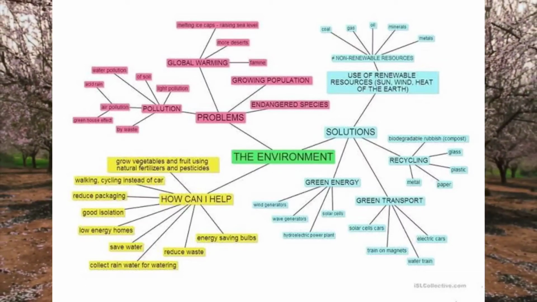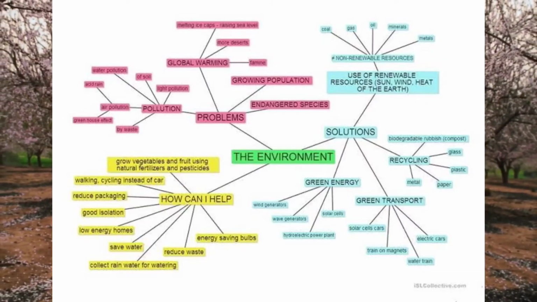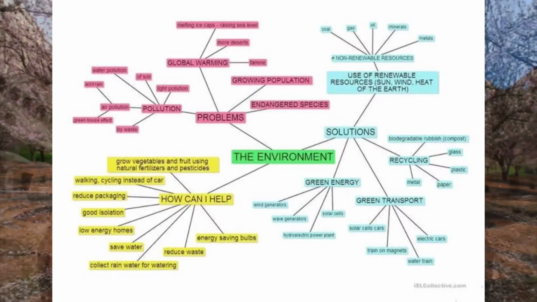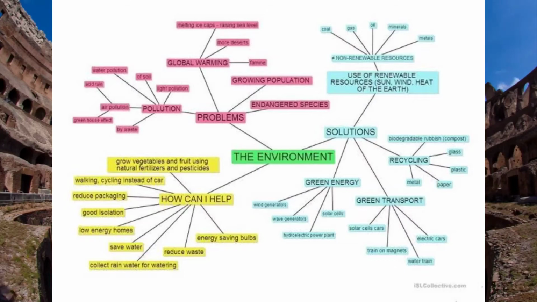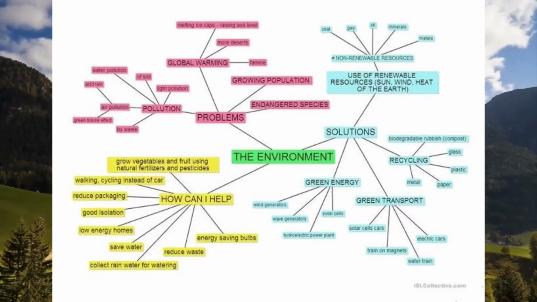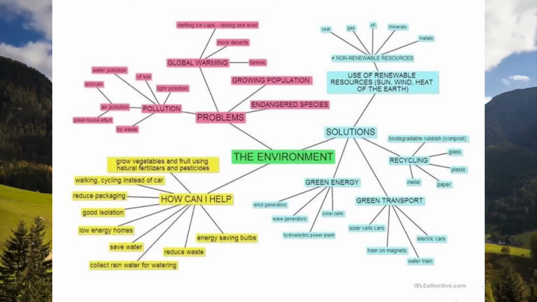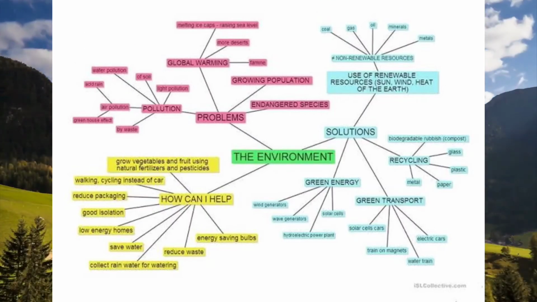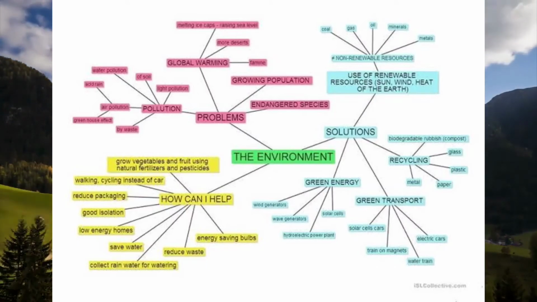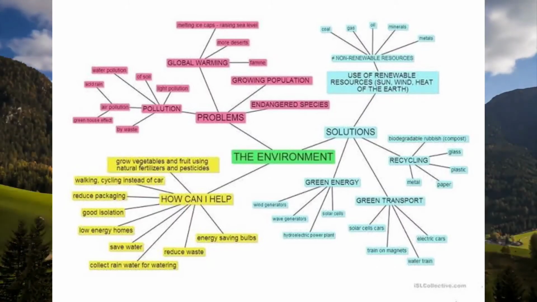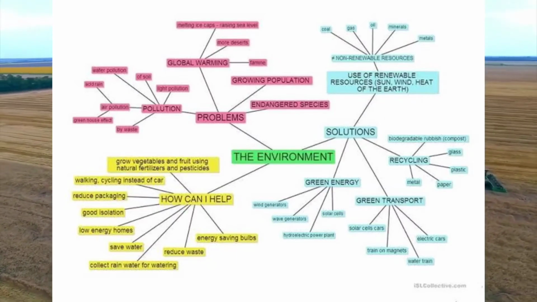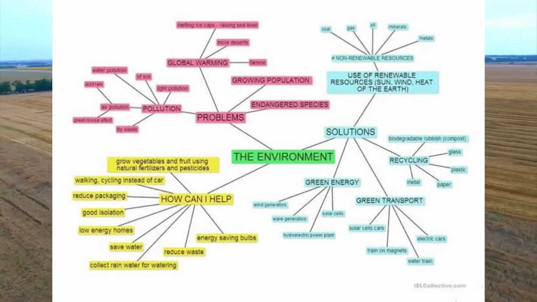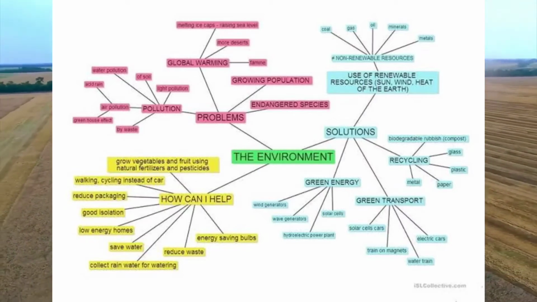Like in this web map, we still have solutions and other help that we can make to provide personal contribution in maintaining our environment safe. So for a major solution, we can use renewable resources like sun, wind, heat, and earth to avoid depletion of non-renewable resources like coal, gas, oil, and minerals that can also be harmful for our atmosphere if they are burned.